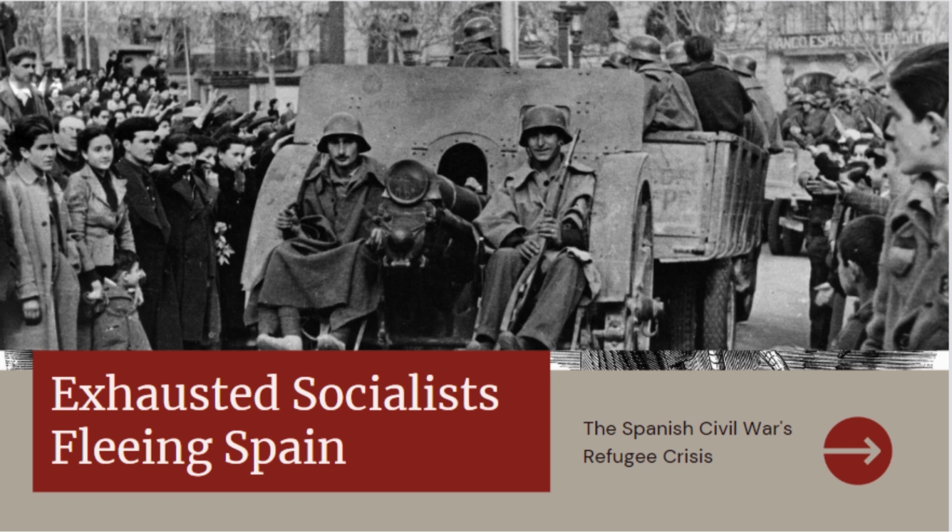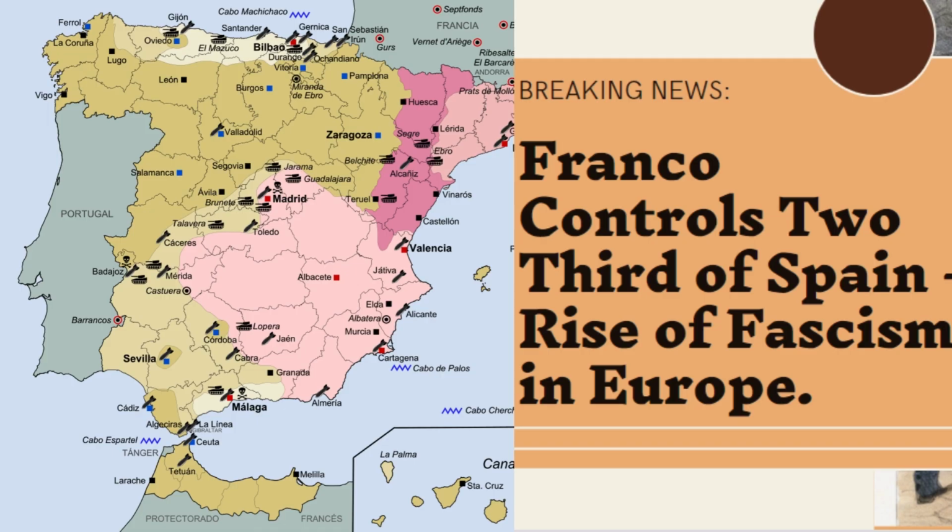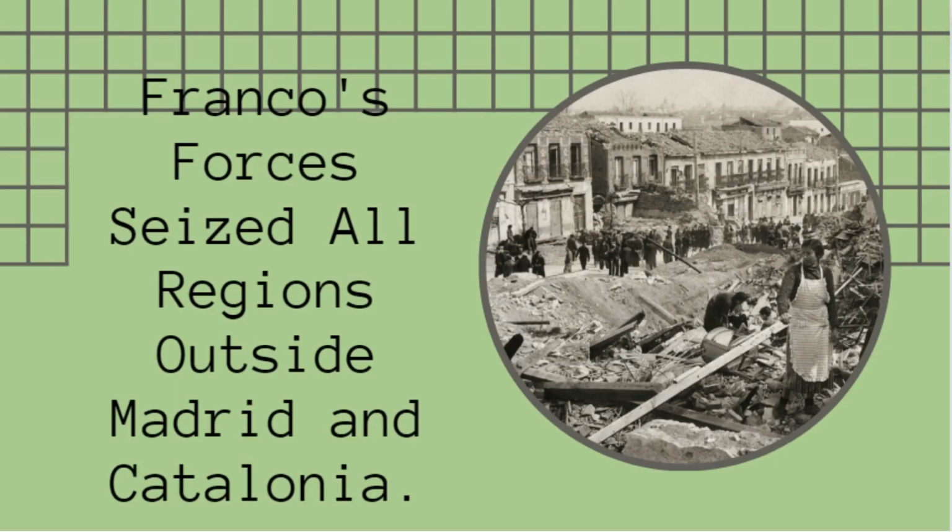When the year 1938 arrived, the exhausted socialists began to flee from Spain to neighboring countries. This was because Franco, backed by Fascist Italy and Nazi Germany, launched an attack on Madrid from all sides. With the increasing support from external sources, Franco managed to gain control of two-thirds of the country by April 1938, with a force three times larger.